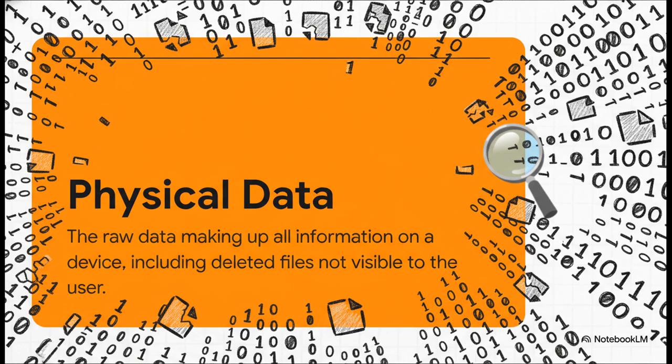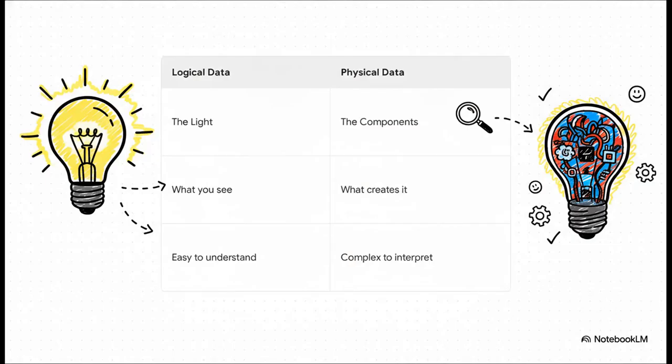Now, this isn't what you see on your screen. This is the raw code, the ones and zeros that are the foundation of everything on your phone. And this includes all the little fragments and remnants of files that have been deleted and are no longer visible to you. Here's a really great way to think about this. Logical data is like a lit light bulb. You see the light, it's simple, you get it. But physical data, that's what's inside the bulb. The wires, the gas, the filament, the power, it's the complex machinery that actually makes the light work. And you need an expert to really understand what's going on.